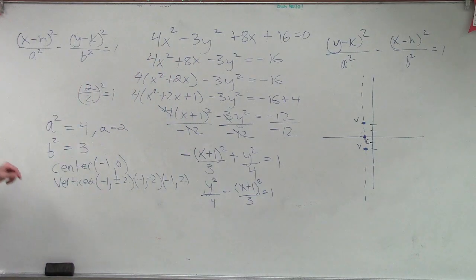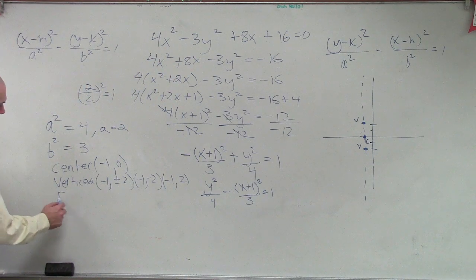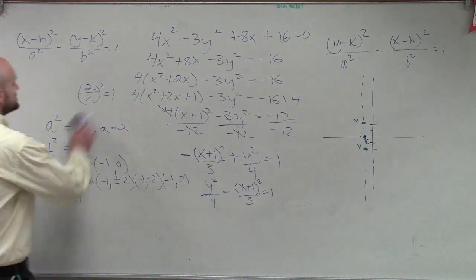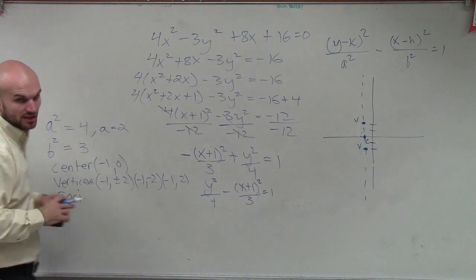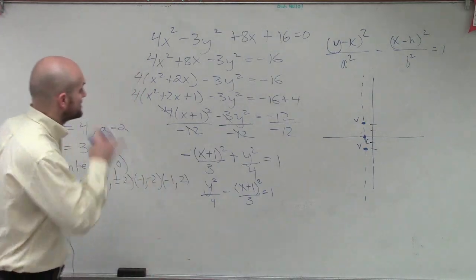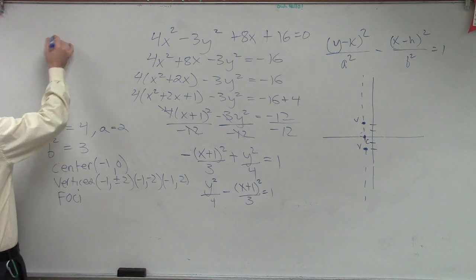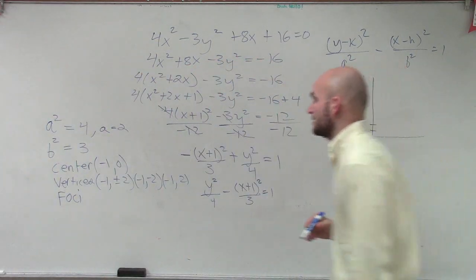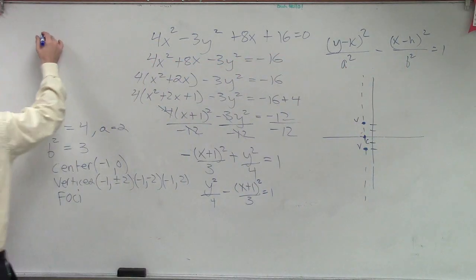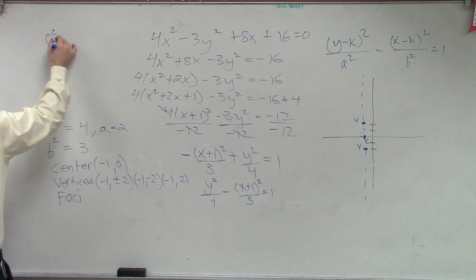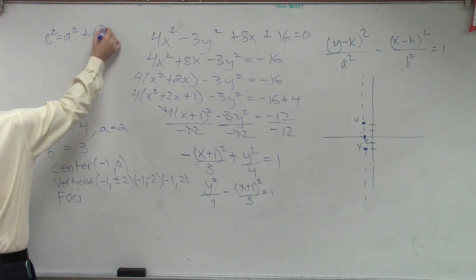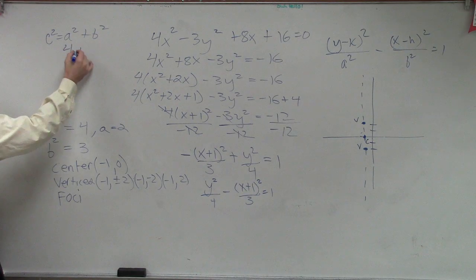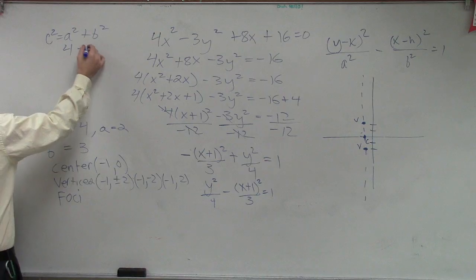The same thing now goes with our foci. Now we need to determine what the foci are. And remember the relationship we have for hyperbolas. Obviously, I think that was a bad reason for you to come back in class at this point in time. Because remember the definition for the foci that we had was c squared equals a squared plus b squared. Well, we have a squared is 4 plus b squared, which is 3.